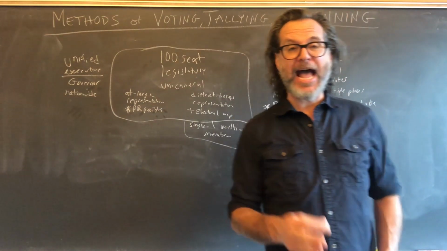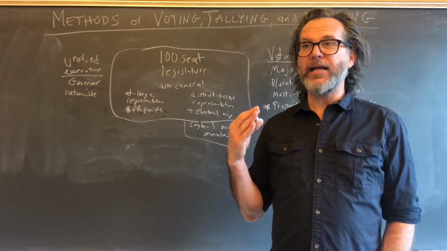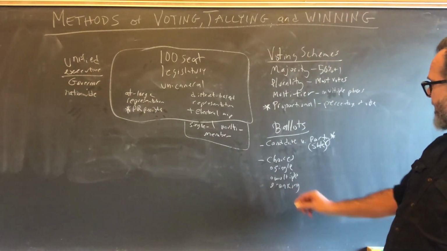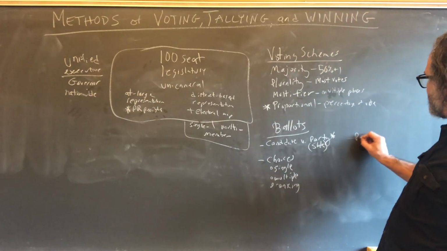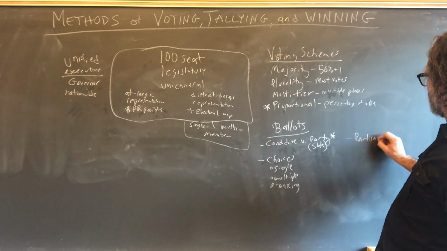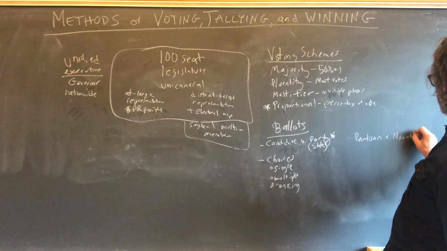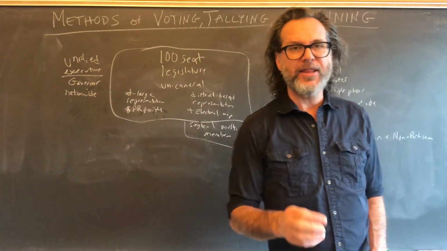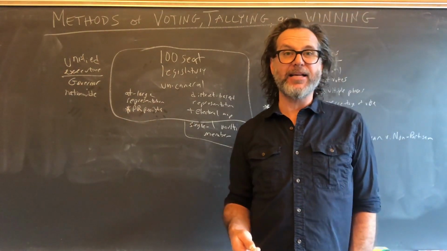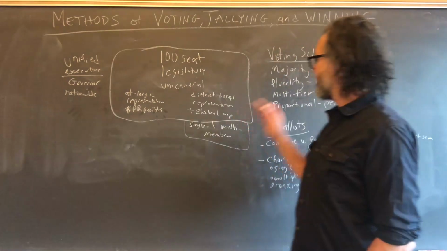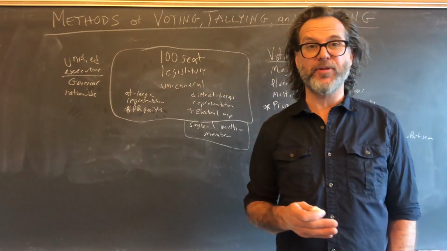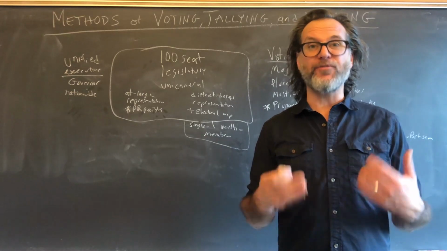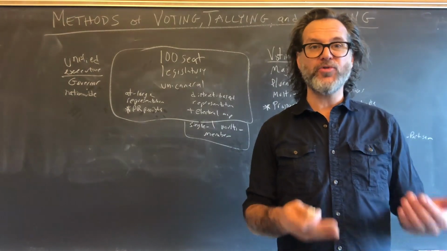Now, if you have a multi-tier system that is nonpartisan, and that's another thing about ballots, we can use partisan or nonpartisan. In a partisan ballot, if you have a multi-tier system, then each party gets a slot, and then they hold an election to figure out who gets that slot.